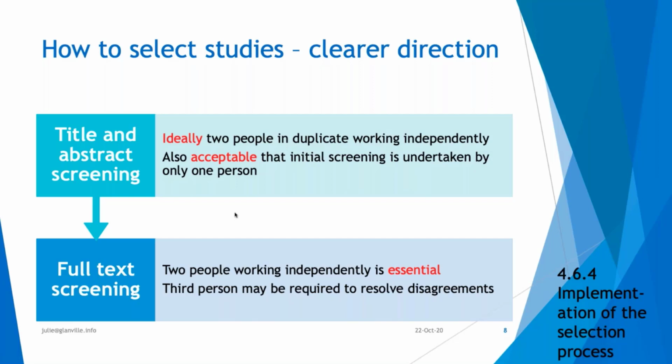So hopefully that wording is now a bit clearer than it was before about what is ideal and what is acceptable. But then for full text screening, we've made it very clear that it is essential to have 2 people involved in screening, doing parallel independent screening with a 3rd person to resolve disagreements. So hopefully this is a bit clearer than the previous wording.